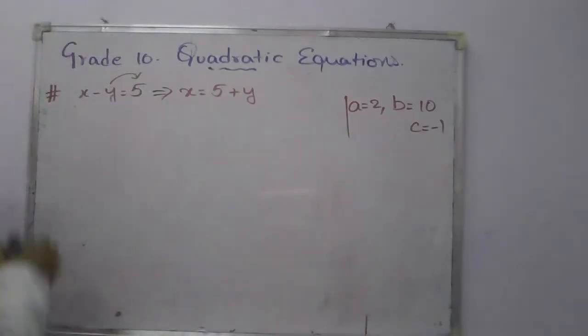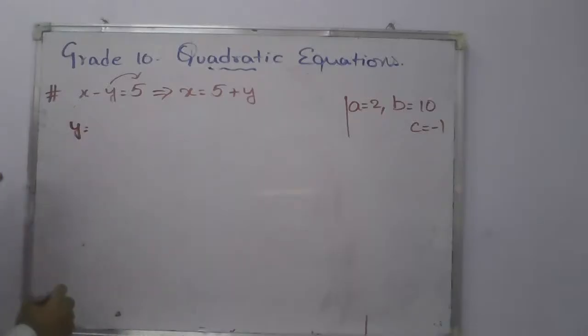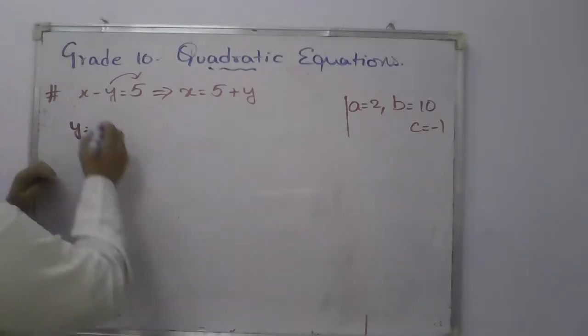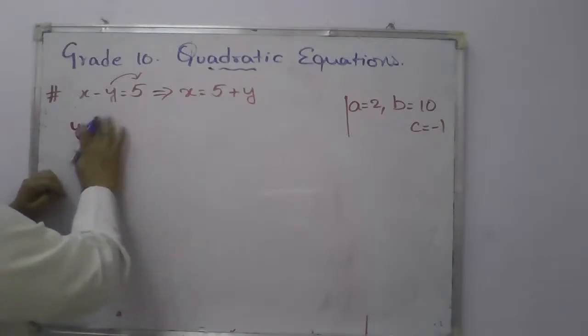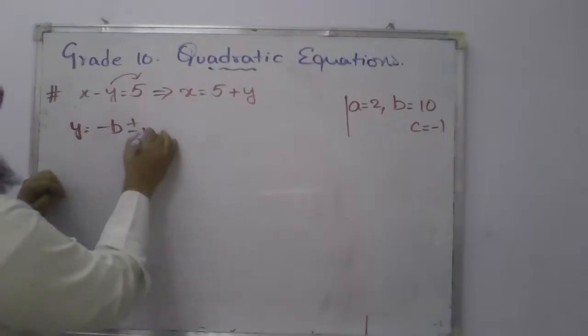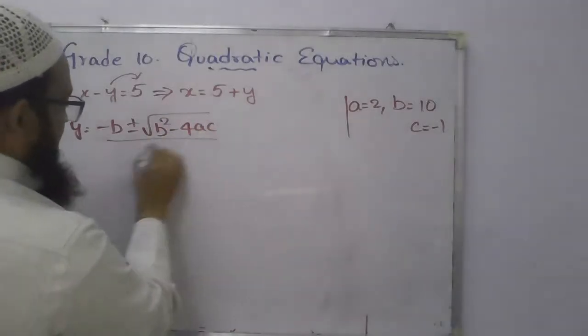What is using the formula? You have to find out y is equal to, it is y, right? Yeah, y is equal to minus b plus or minus square root of b square minus 4ac divided by 2a.